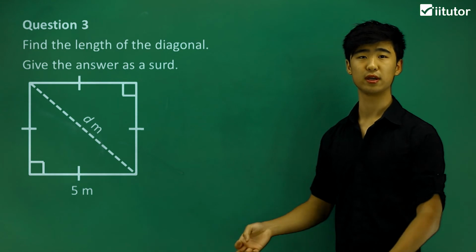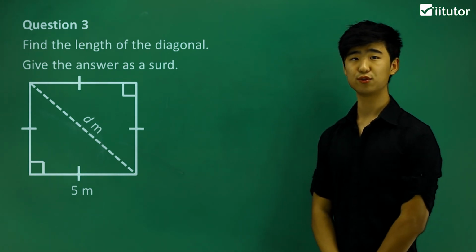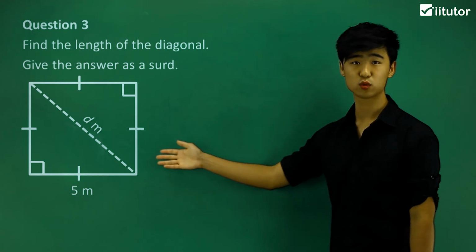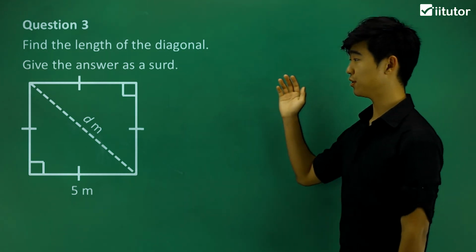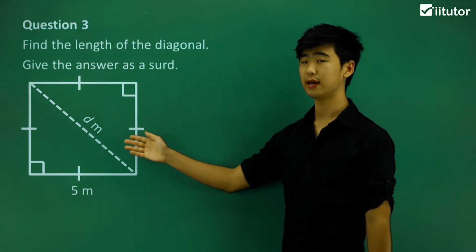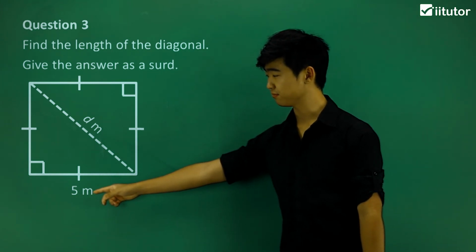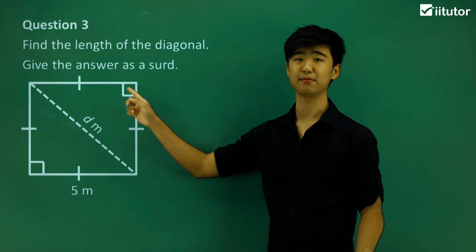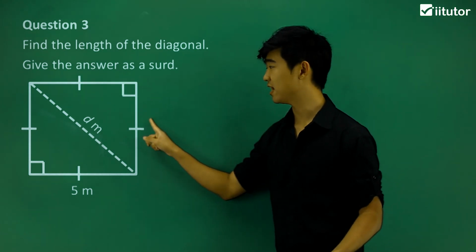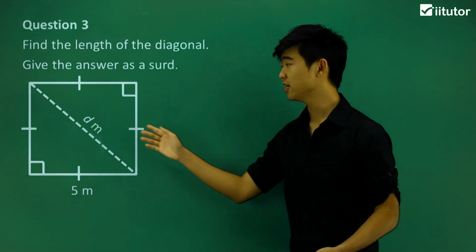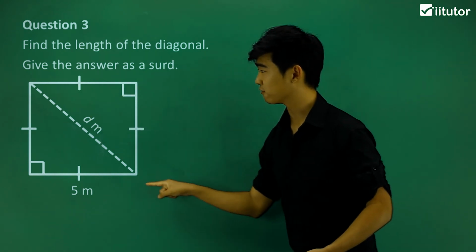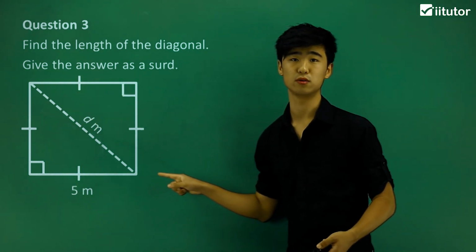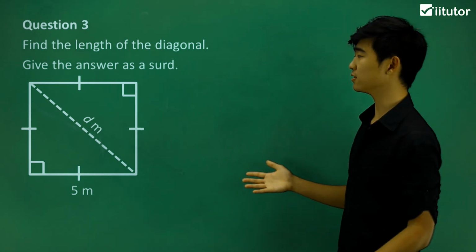Question number 3. Find the length of the diagonal and give the answer as a surd. So we're given some sort of a square here, and we want to know what my diagonal is. It's given that that side is 5. Now in a square, all the other sides should be the same. So this is 5, and that's 5, and that's 5 as well. If we just look at here, we have a right angle triangle, or even the lower one is also a right angle triangle. So from there we can use my Pythagoras theorem.